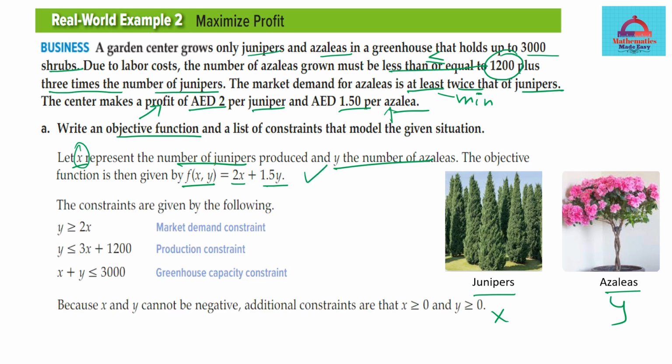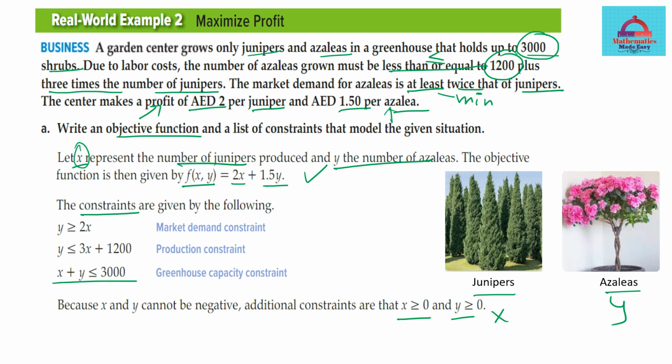That's your objective function. Now the conditions, the constraints. Definitely x should be positive, y should be positive, because the number of junipers and the number of azaleas are quantities which cannot be negative. Also, you are given some conditions from the word problem, so we will take that into account. We know the number of junipers and azaleas is maximum up to 3,000, so x plus y should be less than or equal to 3,000. It can't be more than this.